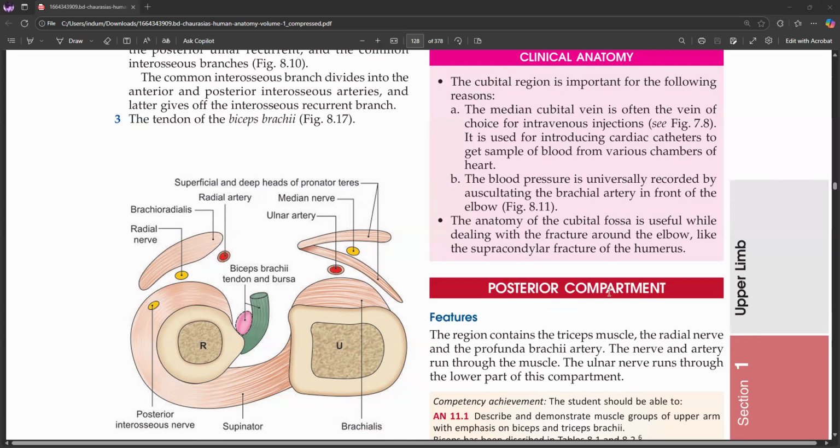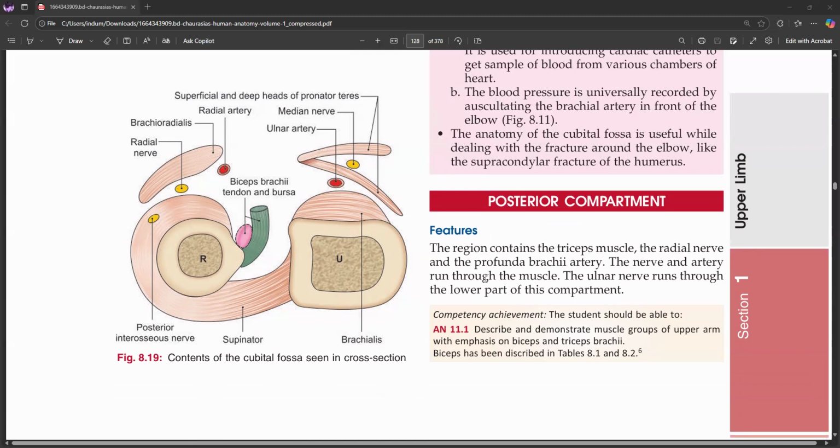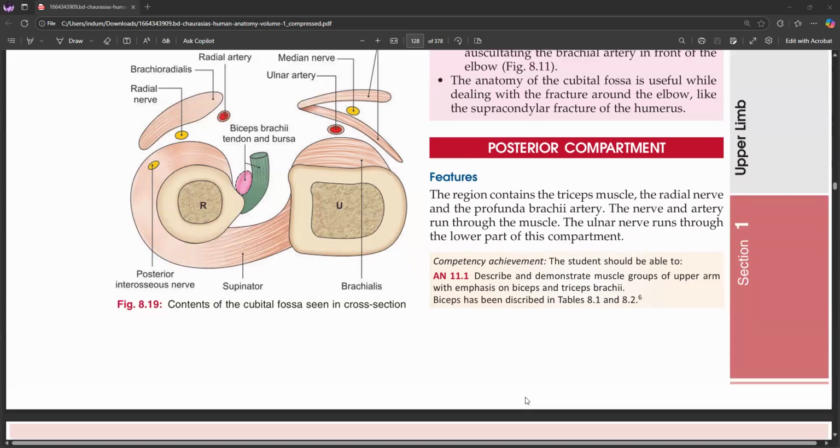Posterior compartment. Features. The region contains the triceps muscle, the radial nerve, and the profunda brachii artery. The nerve and artery run through the muscle. The ulnar nerve runs through the lower part of this compartment.